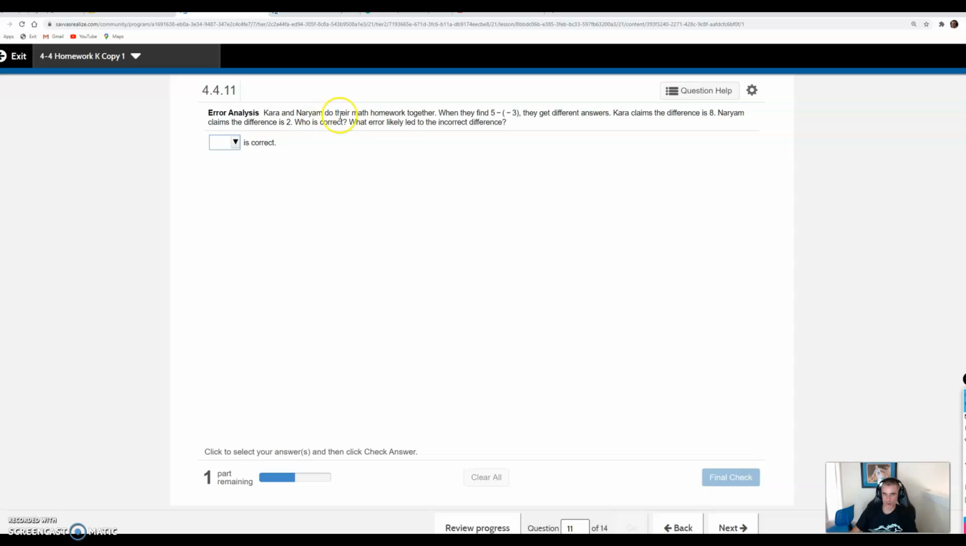All right, so here's one more with the double negative situation. I'll rewrite it: 5 minus a negative 3. If I subtract a negative, it is the same as adding. So I'm just going to take this line and turn them into a plus. 5 plus 3 is equal to 8. And this one is a who-is-correct type question. Kara claims it's 8. Nariam says it's 2. So Kara is correct. Got it.